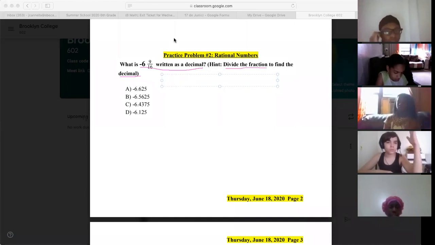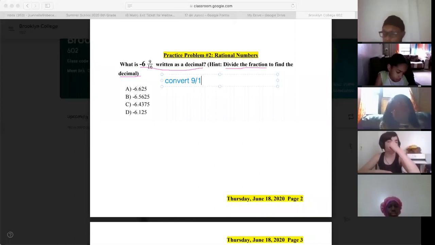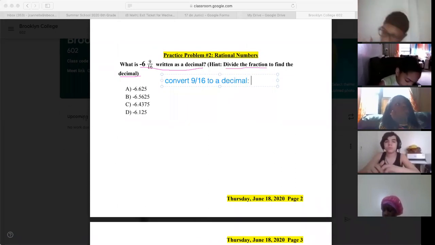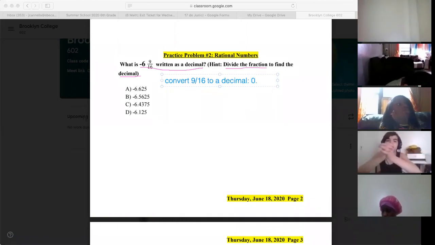What is -6 9/16 written as a decimal? Hint: divide the fraction to find the decimal. So Aiden, you're gonna take your calculator out and you're gonna divide 9 by 16, and tell me what you get. 9 divided by 16, yes. 0.5625. Okay, now Aiden, the whole number is -6. So what would be the answer to this question?